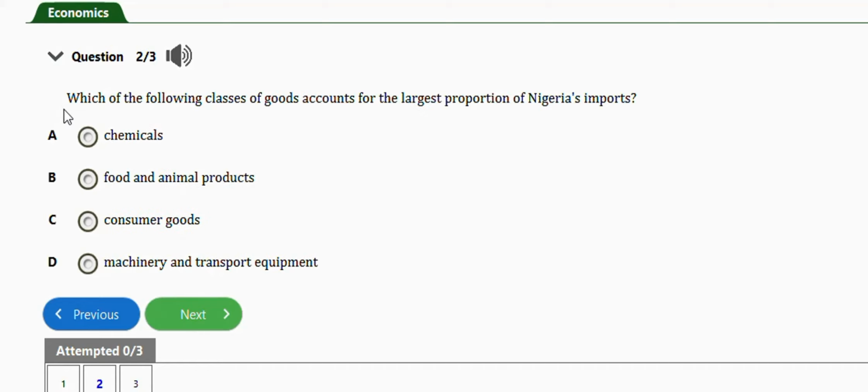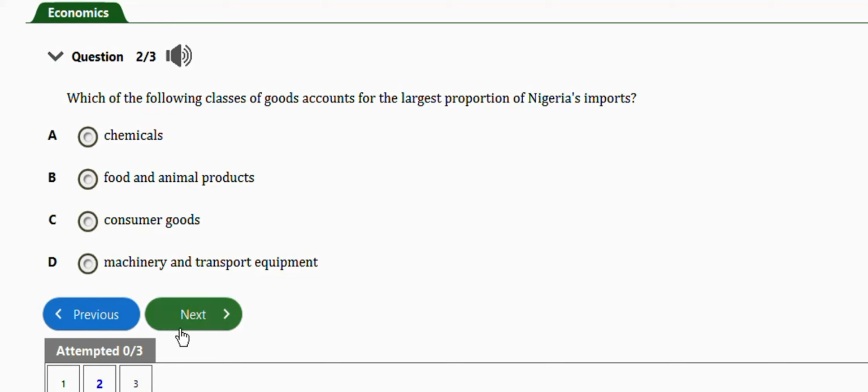It says, which of the following classes of goods accounts for the largest proportion of Nigeria's imports? We have chemicals, we have food and animal products, consumer goods, machinery and transport equipment. So the right answer is option D, which is machinery and transport equipment. Okay, so they account for the largest proportion of Nigeria's imports.